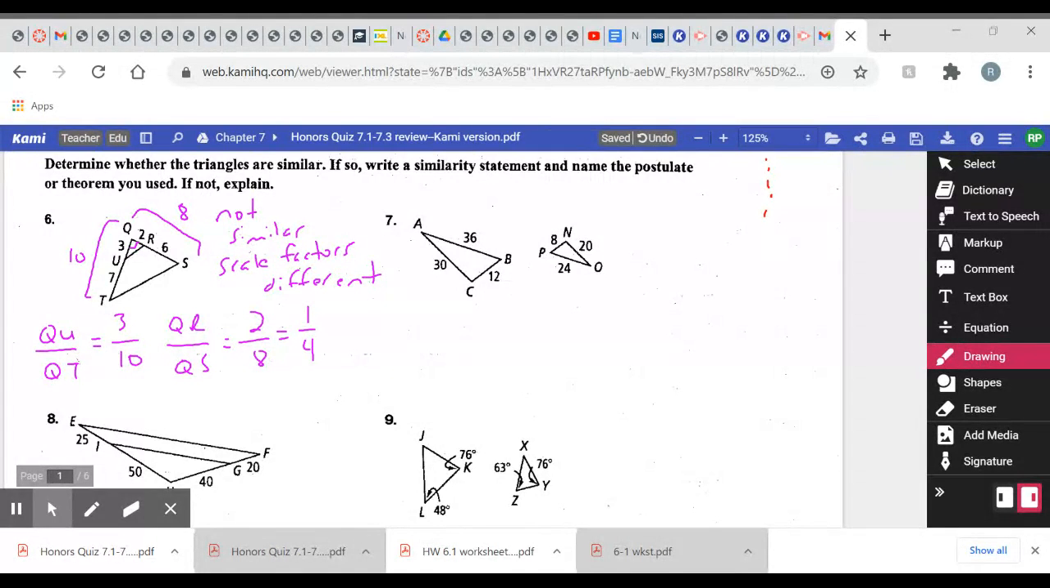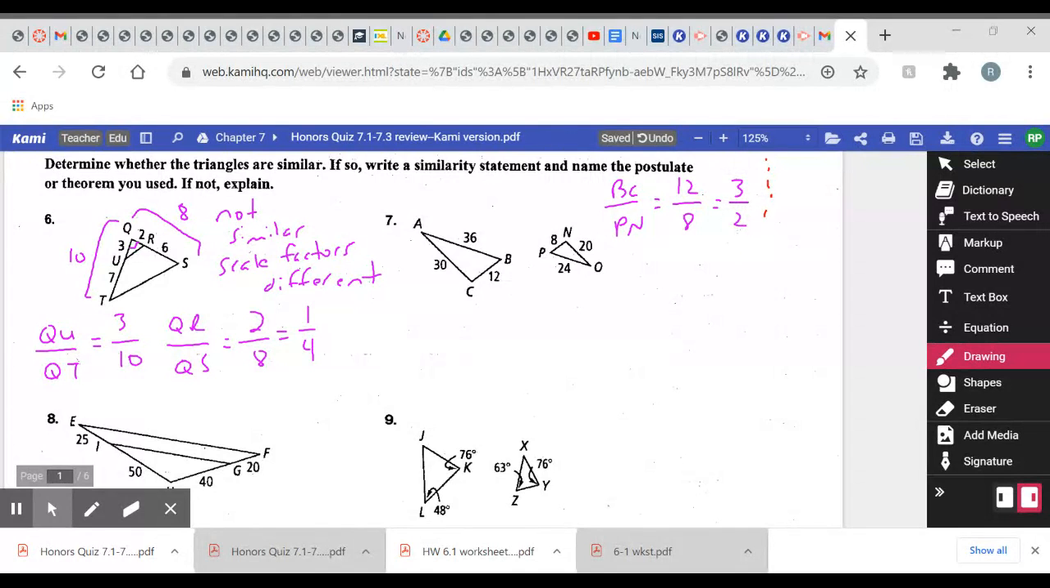Okay, on number 7, I don't know anything about the angles, but I know all 3 sets of sides. So the way I can do that is I can go smallest to smallest, medium to medium, biggest to biggest, and check those scale factors. So if I start with the smallest, I've got BC over PN. So BC is 12, PN is 8, and I can divide 4 into both of those, so it reduces down to 3/2.